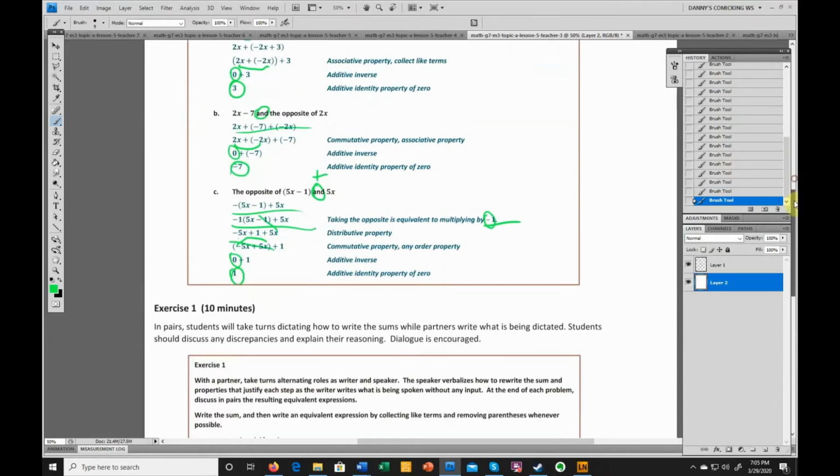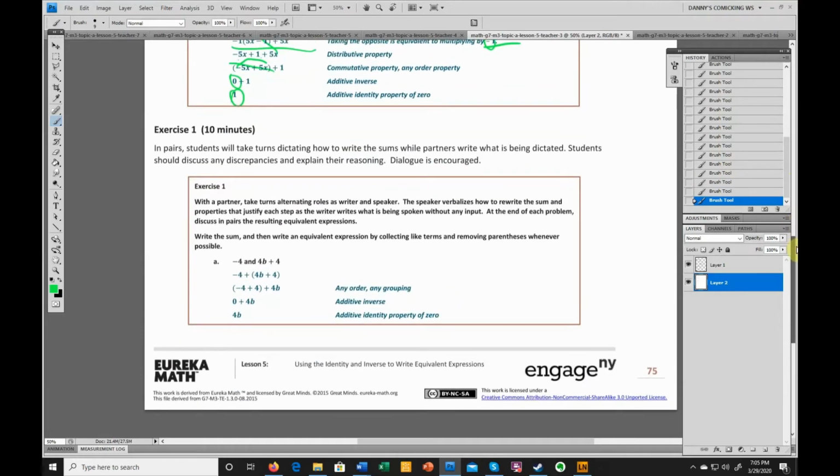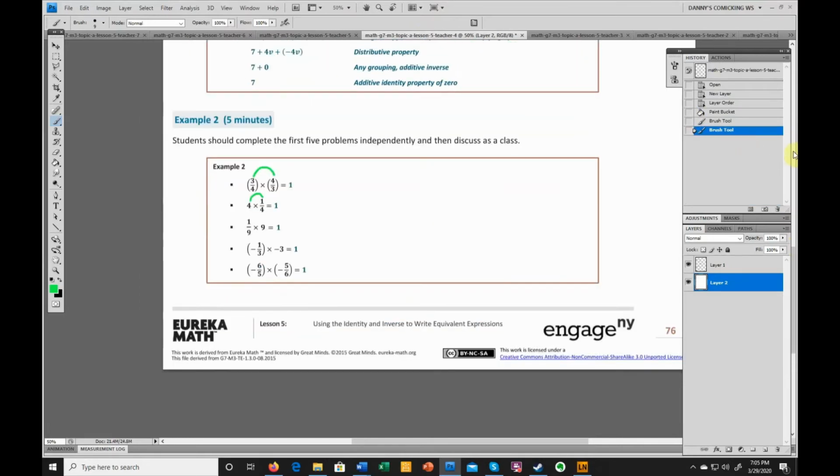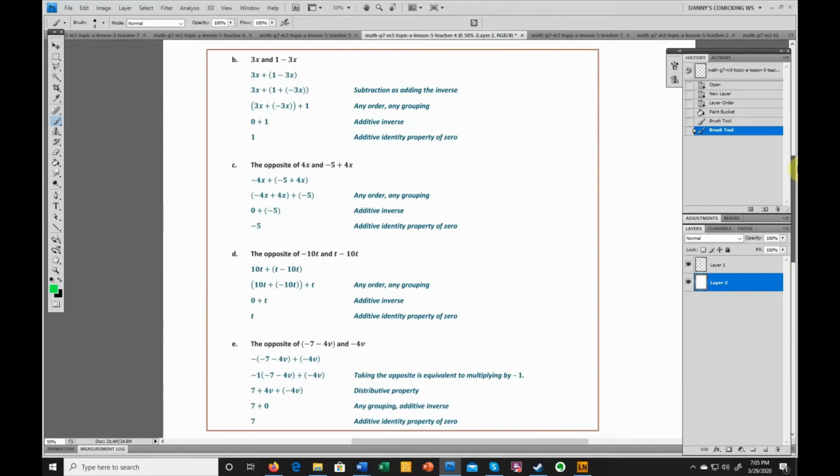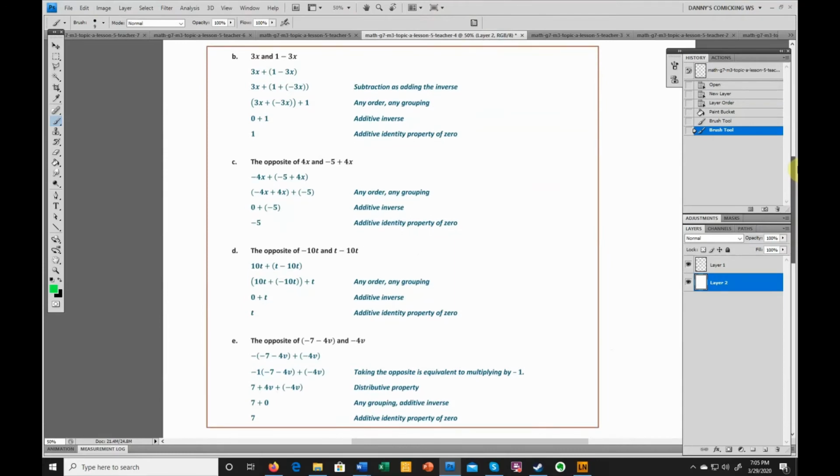Okay, once again, the exercises. There's the answers if you need to use them. And those answers, if you need to use them, pause the video and you can take a look.